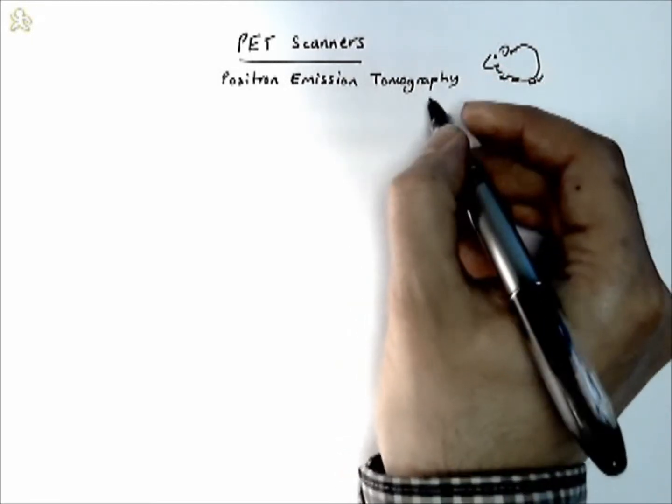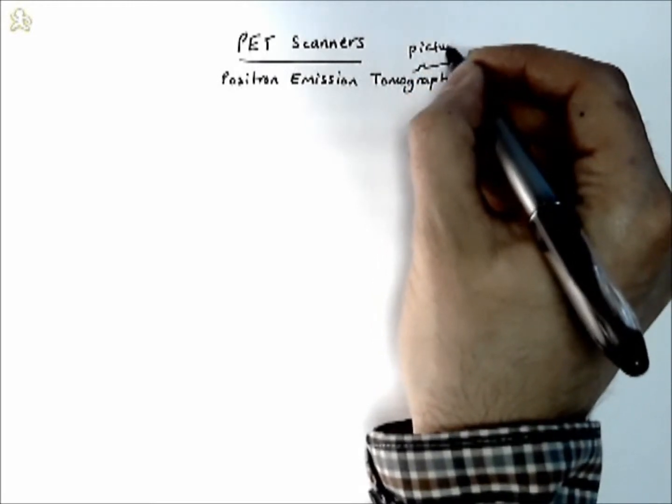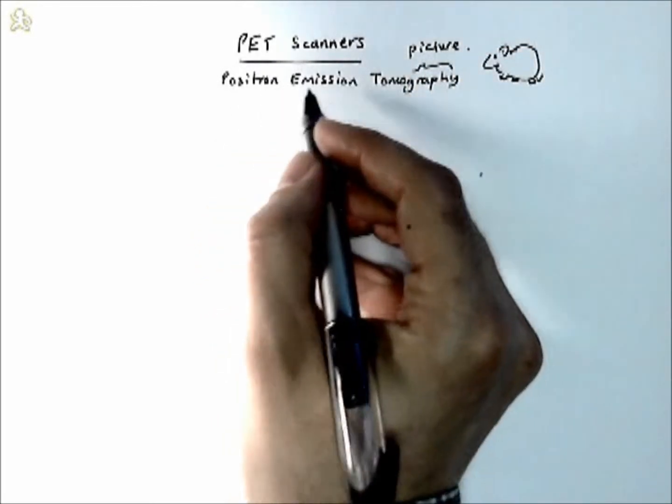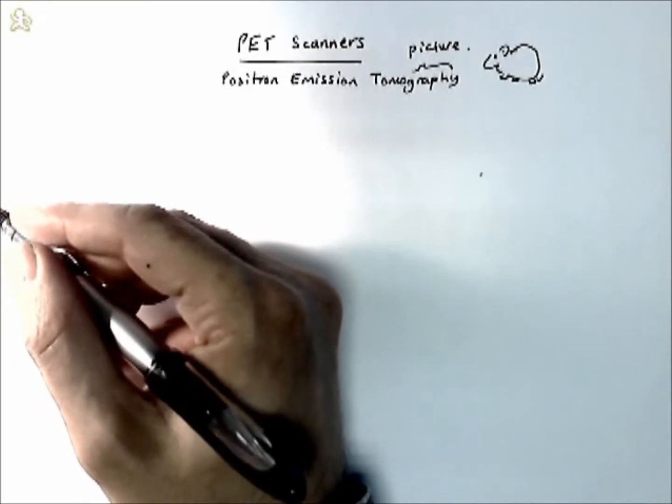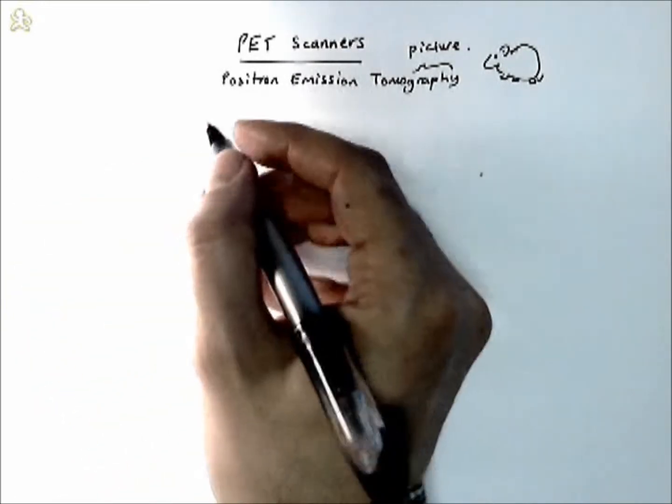So we're getting a picture, we can tell it because it's a graph, there's a picture in there somehow, and there's been some positrons emitted. So a quick recap on when positrons are emitted.